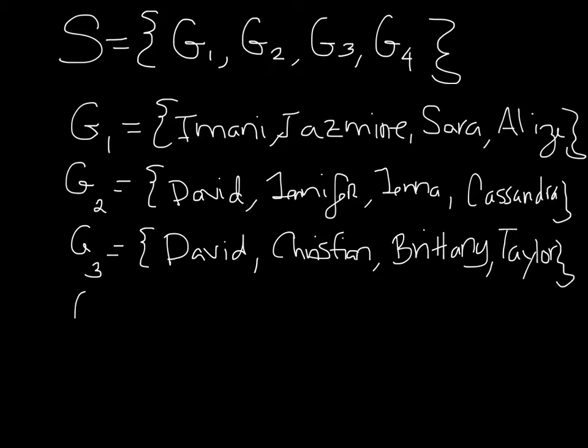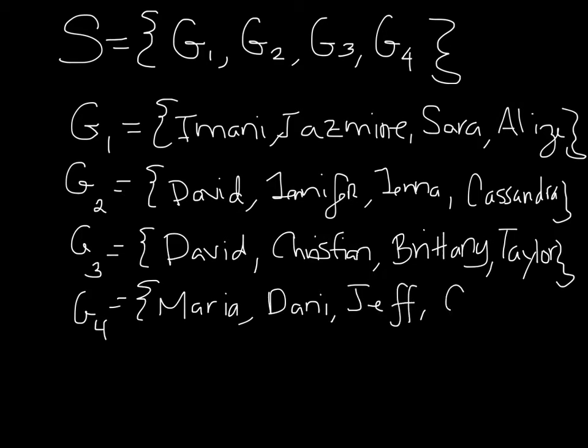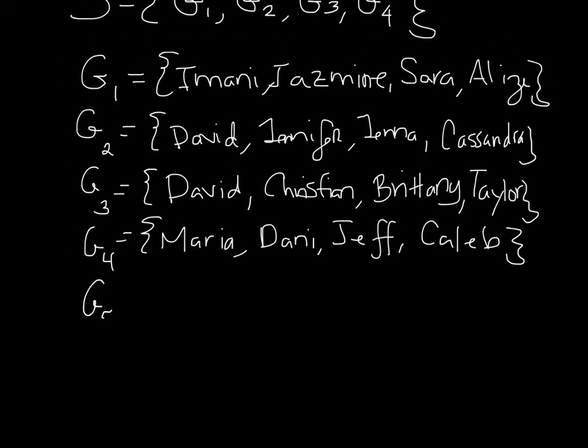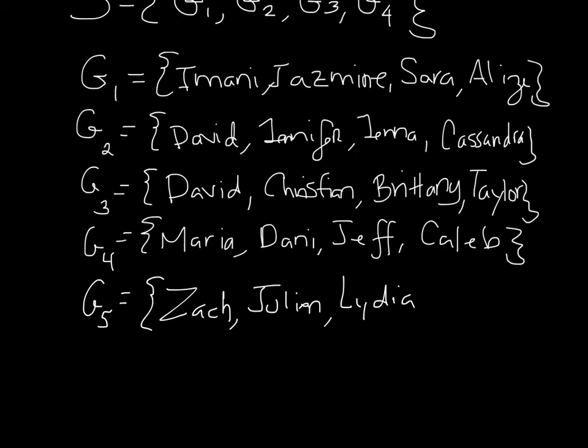And G4 was Maria, Danny, and we have Jeff, and we also have Caleb. Okay, actually, let me write one more. Sorry, I'm getting excited. G5 equals, the last group was Zach, Julian, Lydia, who wasn't here the first day, so welcome Lydia if you see her in class, and also Gabrielle.